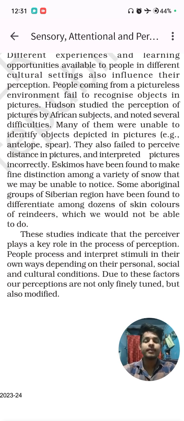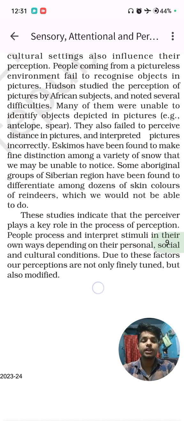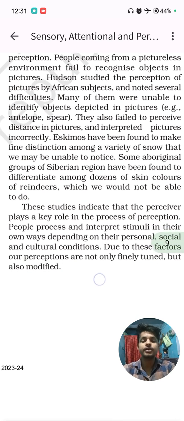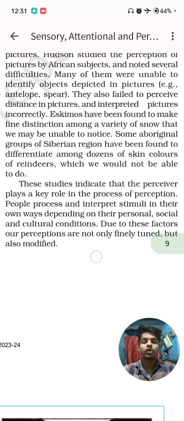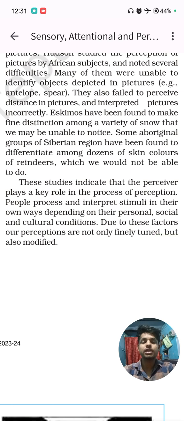Eskimos have been found to make fine distinctions among a variety of snow that we may be unable to notice. Some aboriginal groups of the Siberian region have been found to differentiate among dozens of skin colors of reindeer, which we would not be able to do.